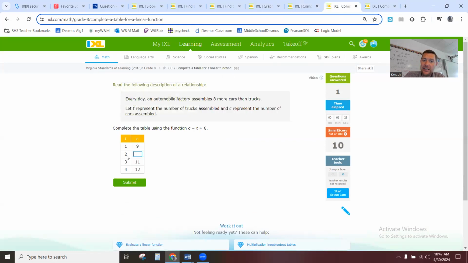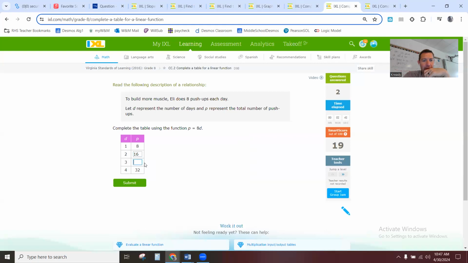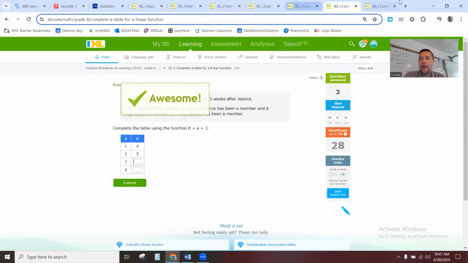I'm going to put T in as the input. 2 times 8 is 10. We have to be able to do these things. 8D. So I have 2 times D is 16. Then 3 times D is 24. So we got to be able to do these.